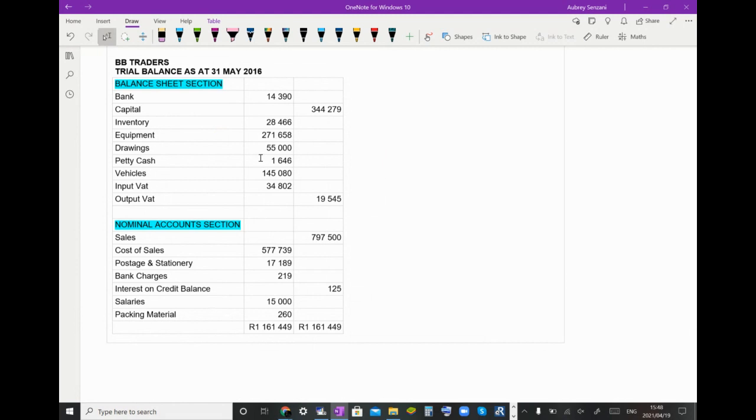This is why I said the definition for the trial balance is literally just a list of all the accounts that you have in the business with their balances either on the debit or the credit side. And you can see there, you have the balance sheet section. In the balance sheet section, all you have there is your assets, liabilities, and what else? Yes, your assets and your liabilities and things that affect your owner's equity. The nominal account section, there you have your income and expenses. And then remember, if you want to quickly check if you've done the right thing, your credit side must equal your debit side. And that will confirm that all our double entries were done correctly.